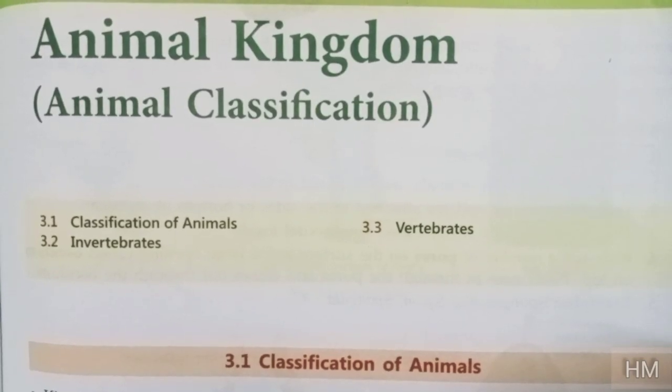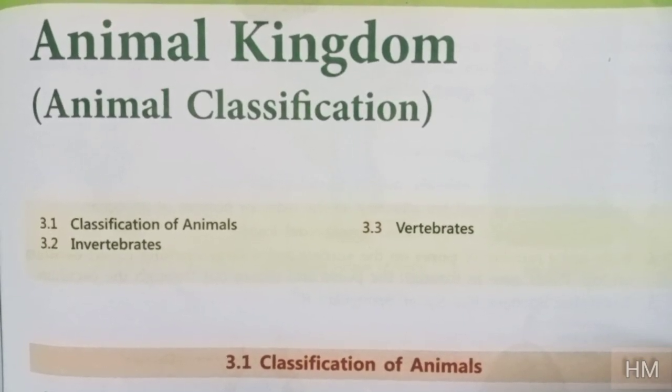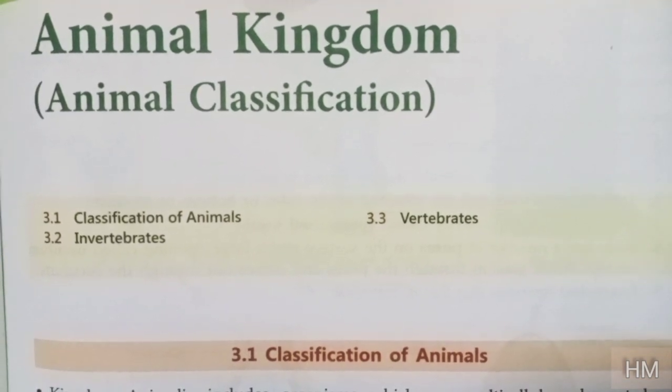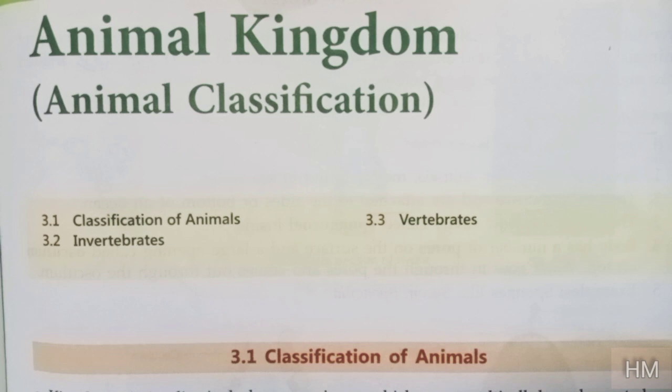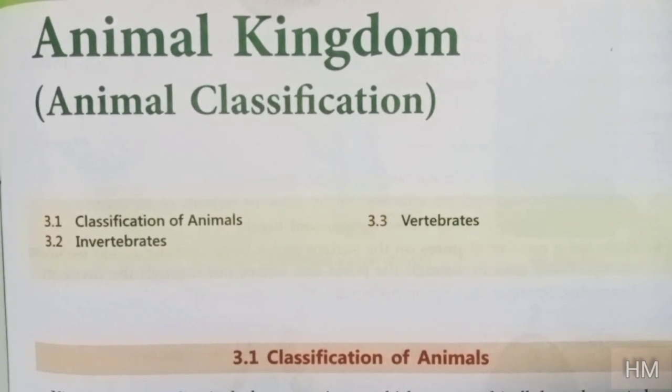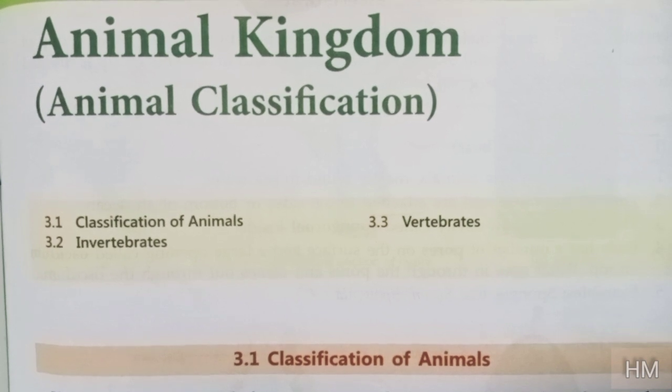Hello students, today we will be learning about kingdom Animalia. We have learned that Robert Whittaker has divided the whole living organism into 5 kingdoms. One of those kingdoms is kingdom Animalia. Now, how are you going to recognize the organism which belongs to the kingdom Animalia?